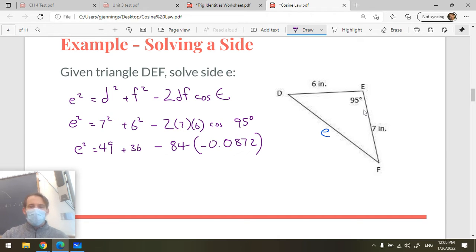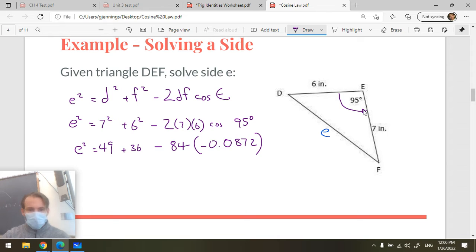Here, negative 84 times negative this. Notice that a negative times a negative is a positive. Now, what does that mean? Cosine becomes negative when the angle is greater than 90. When this angle is greater than 90, that's going to make this side longer. Negative times a negative makes a positive, which ends up making e squared longer, which makes e longer. So that's why that's happening.